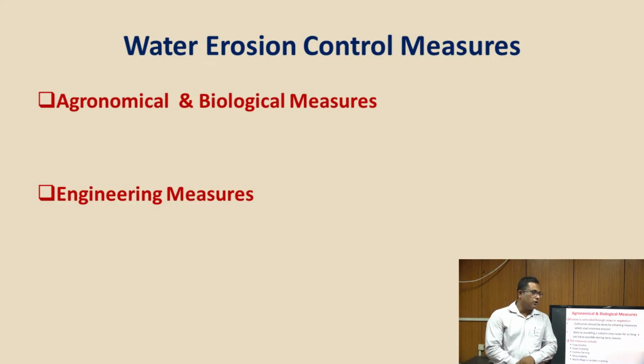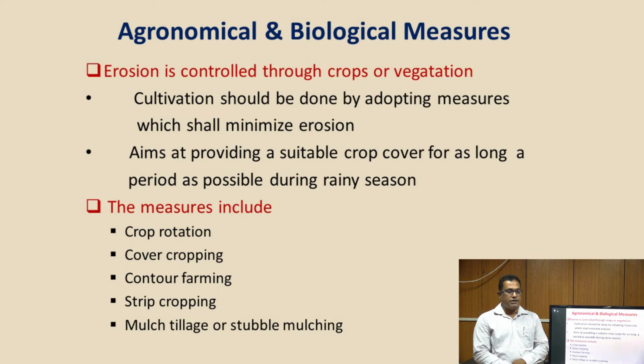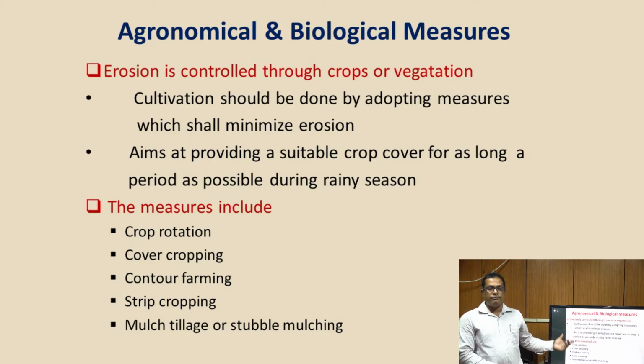First, coming to the agronomic and biological measures. Erosion is controlled through crops or vegetation. In all the measures, the basic strategy which we discussed in the previous slide has to be adopted. Here there has to be some management technique which we use during cultivation so that erosion is minimized. How we do it, we will be discussing in the subsequent slides.